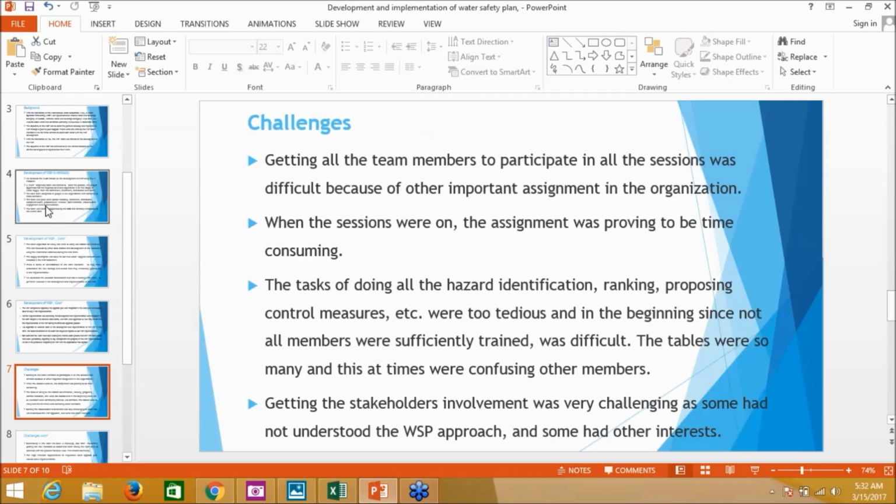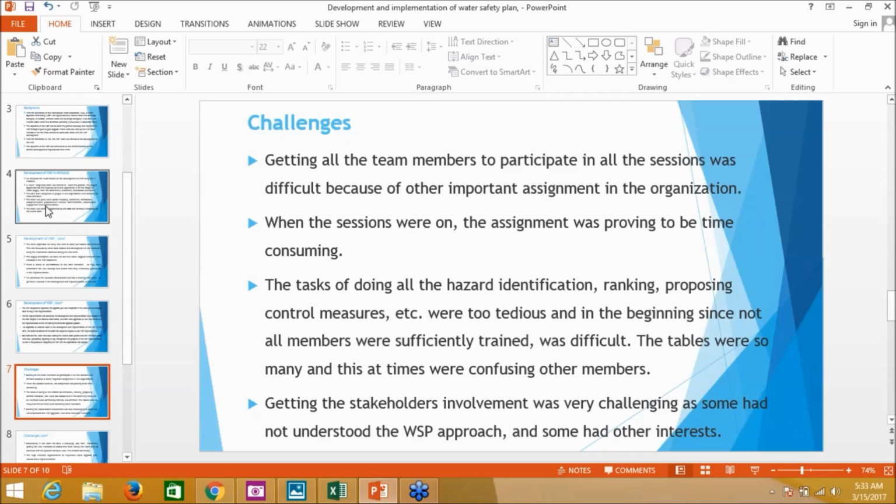I know a lot has been done, but I've tried to summarize it so that we know highlights of what we did. All these things happen because there were challenges. One of the challenges was that getting the team members to participate in all the sessions was difficult because most of the team members were managers and also leading other processes. So there were times when there were competing tasks, and some members could miss sessions and then catch up later.